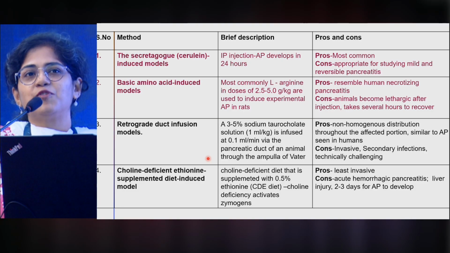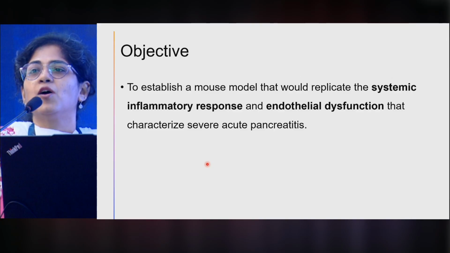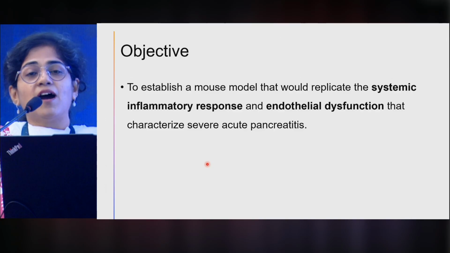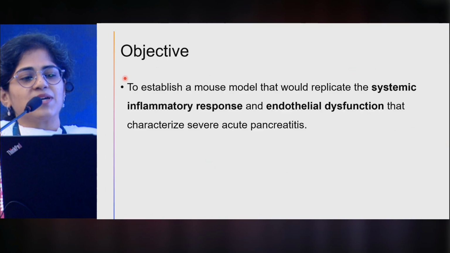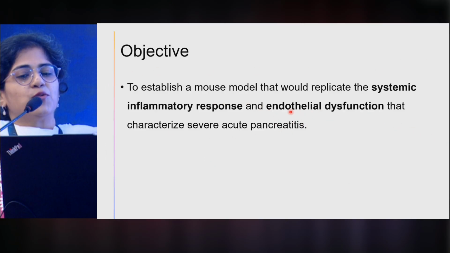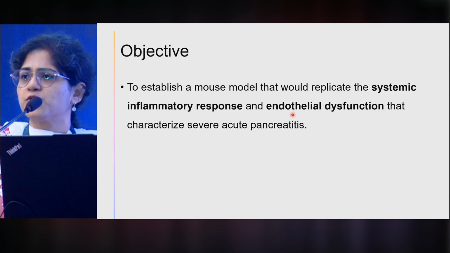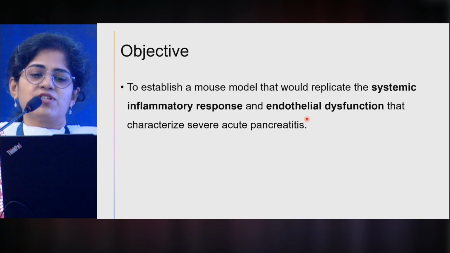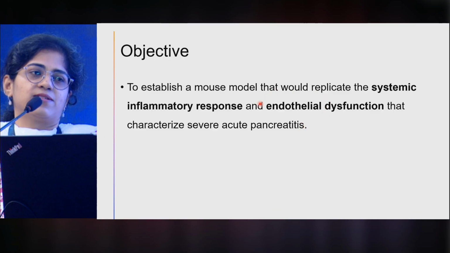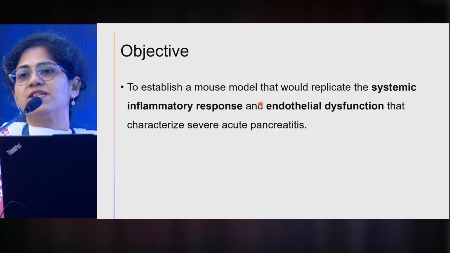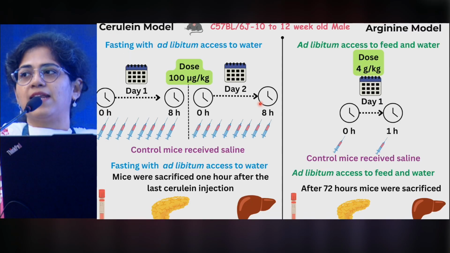So in our lab for the past few months, we have been working on establishing a severe model of acute pancreatitis, and our objective was to have a model that replicates the systemic inflammatory response and the endothelial dysfunction. Based on the discussion today, endothelial dysfunction in fact plays a very crucial role in disease progression. So we wanted to create a severe model of acute pancreatitis. With that objective, we proceeded with two of the models that we have discussed so far: the cerulean and the L-arginine models.